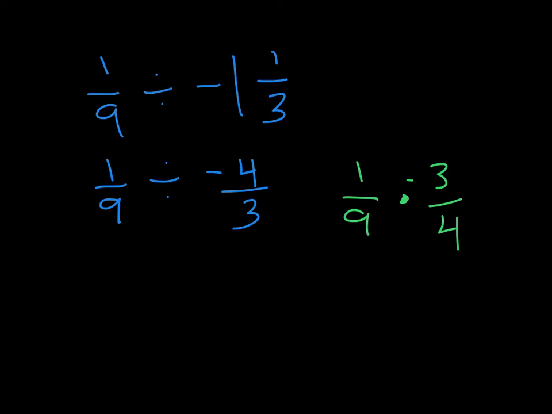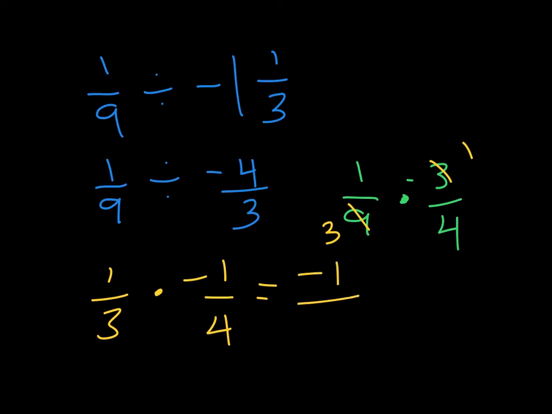Now I'm going to see if there's anything I can cross cancel. So 1 and 4 are already in their simplest state, but I can go ahead and cross cancel between the 3 and the 9. So 3 goes into 3 one time, and 3 goes into 9 3 times. So now my fraction reads 1/3 times negative 1/4. So 1 times negative 1 gives me negative 1, and 3 times 4 gives me 12. So negative 1/12.